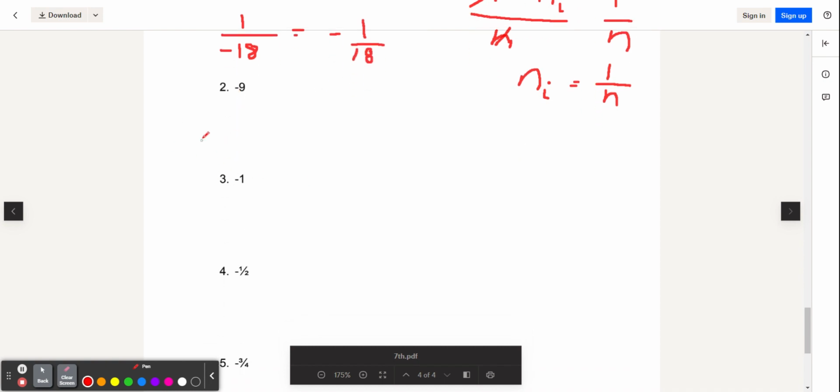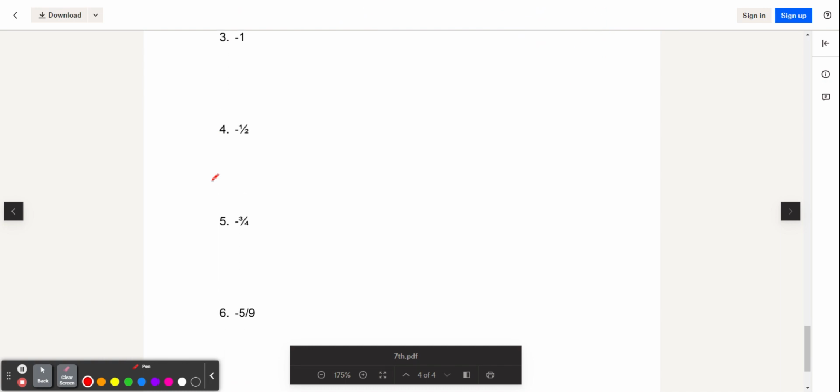Number 2 and number 3 are similar. Let's look at one of these fraction ones. How about the last one? Negative 5 ninths, negative 5 over 9. Well, the multiplicative inverse is the reciprocal. The negative sign stays, and then the numerator becomes the denominator, and the denominator becomes the numerator. So our answer is negative 9 over 5.